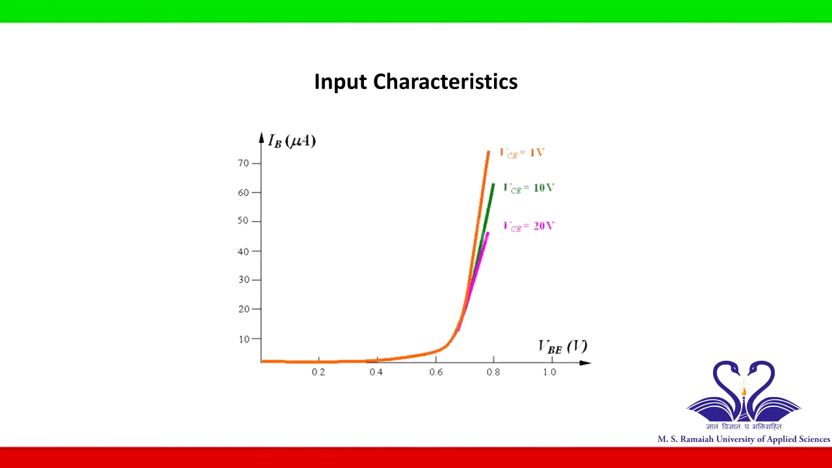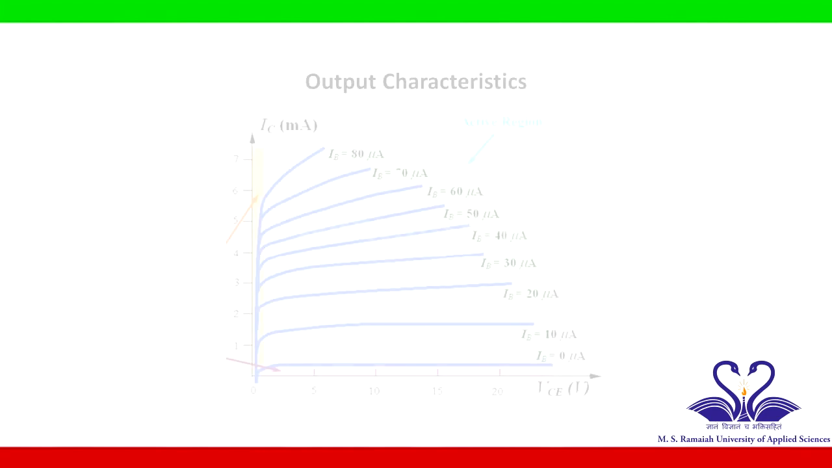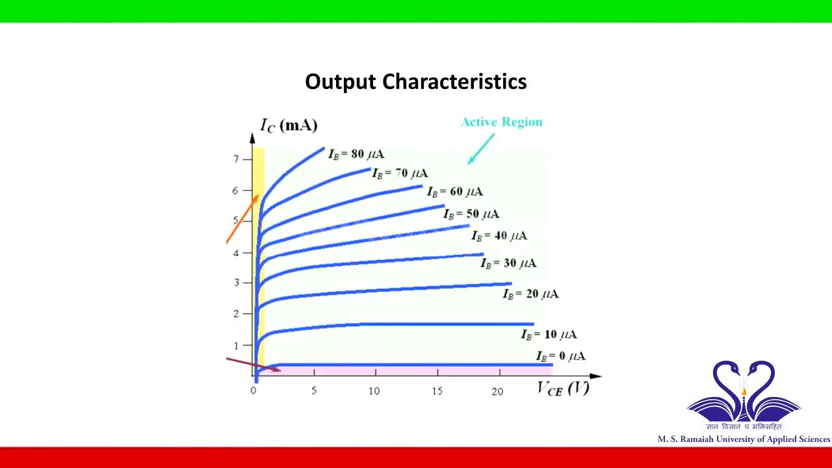Figure shows the expected input characteristics for 3 different values of VCE. Figure shows the expected output characteristics for a number of different values of IB.